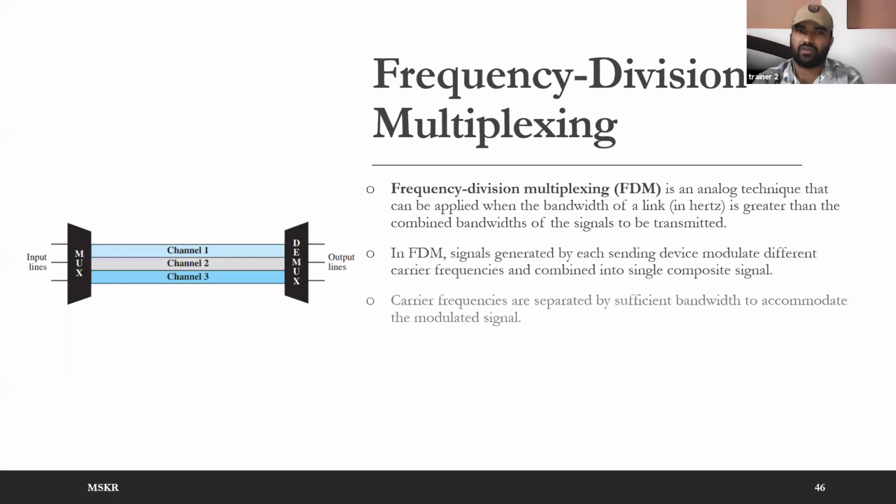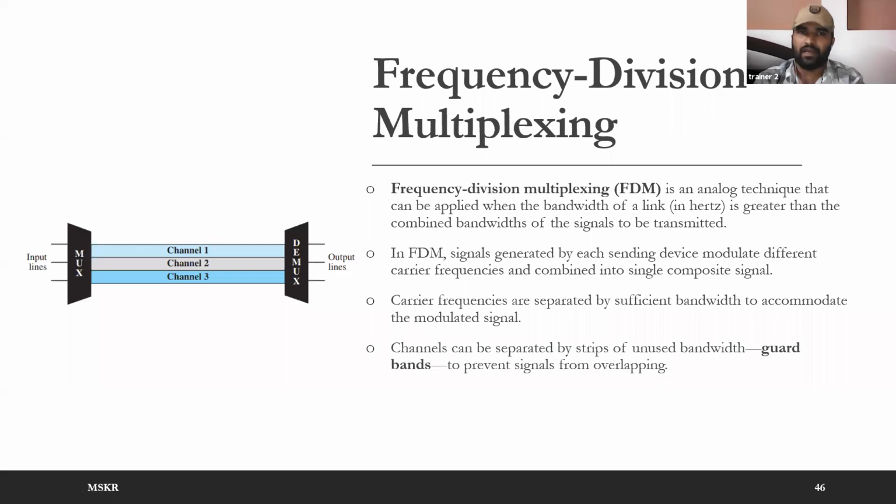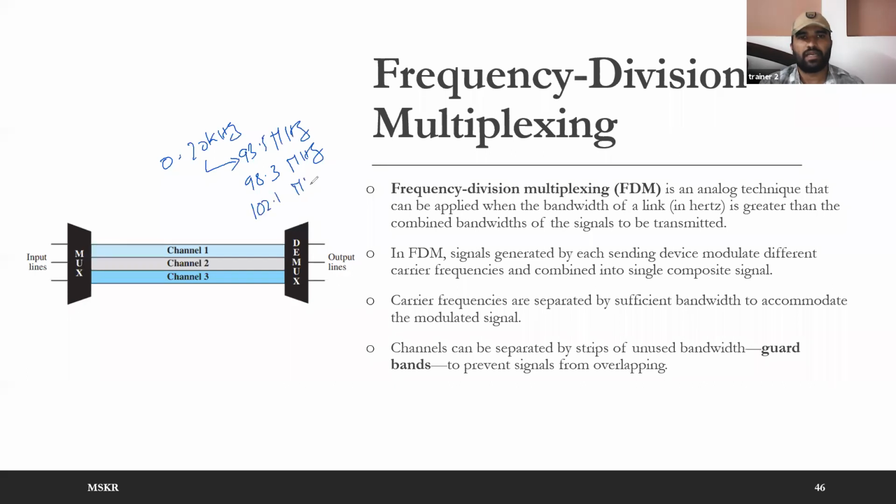If you take FM radios, all of them use the same frequency range in the beginning. When three radio jockeys are speaking, all of them speak in, let's say, the 0 to 20 kilohertz frequency range. But what you do is move one person to 93.5 megahertz, another person to 98.3 megahertz, and the third person to 102.1 megahertz.